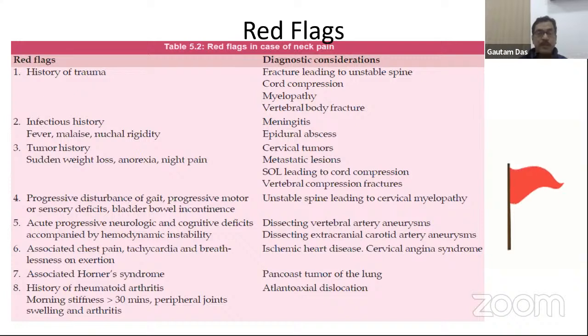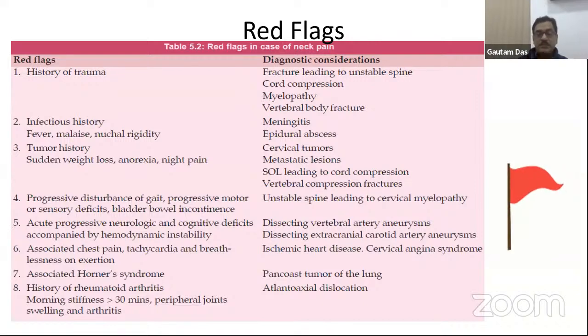Horner syndrome is one of the red flags because some of the malignancies can produce Horner syndrome. And rheumatoid arthritis: some books present rheumatoid arthritis as a red flag. Rheumatoid arthritis, if you remember, most commonly involves the small joints of the hand and feet, but it can also involve the upper cervical spine. So rheumatoid arthritis involving the upper cervical spine is considered a red flag by many literature sources. So it should also be considered a red flag in the cervical spine.